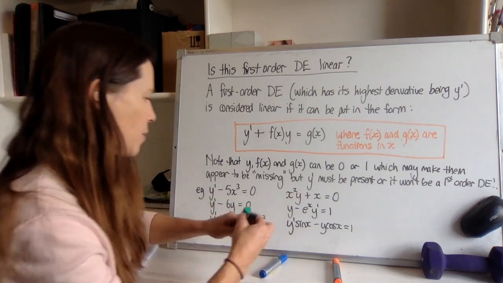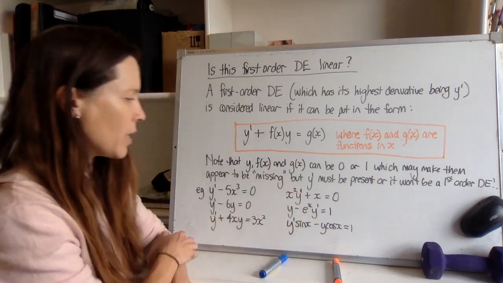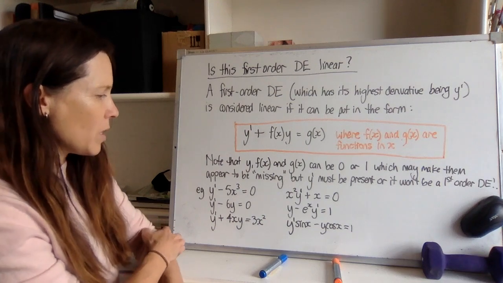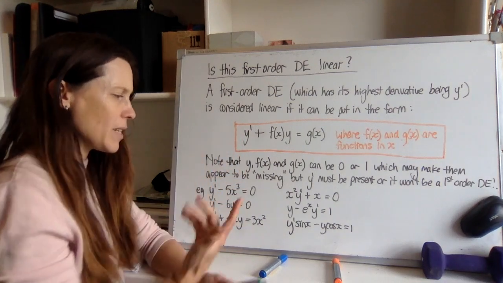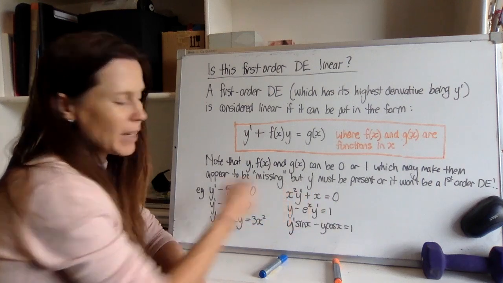So, actually this is meant to have a y dash in it. So this one, it's got the y dash, so it is a first order differential equation, but we need to rearrange it a bit so that the y dash is by itself. So the way we'd need to do that would be to divide all three terms by x squared.